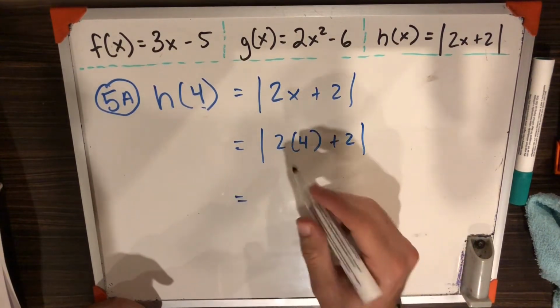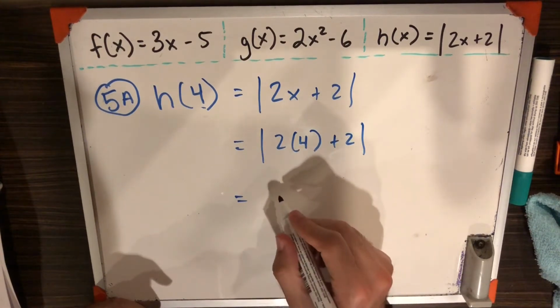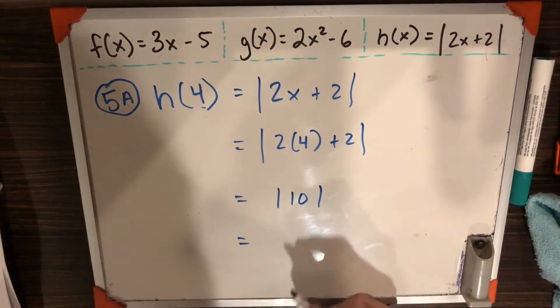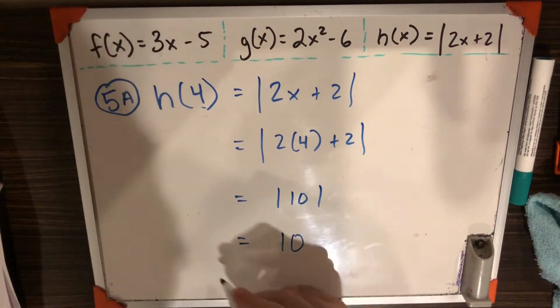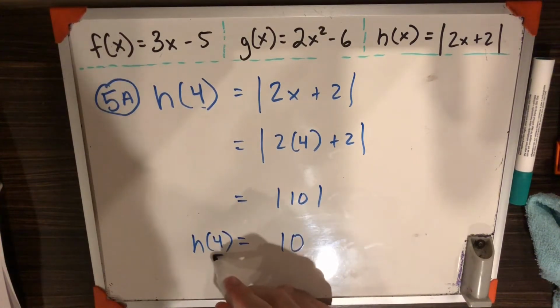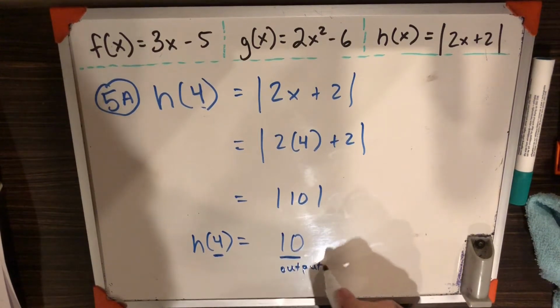2 times 4 ends up being 8. 8 plus 2 ends up being 10. So that's the absolute value of 10. Well, what is the absolute value of 10? The absolute value of 10 is just 10. So h of 4 is equal to 10. Our input of 4 gets us an output of 10.